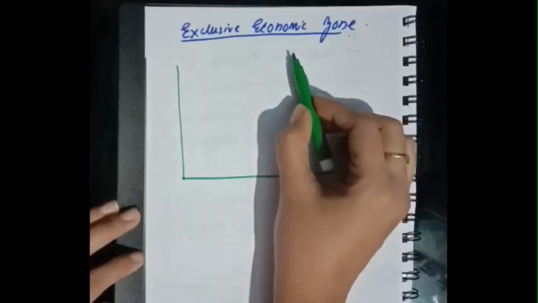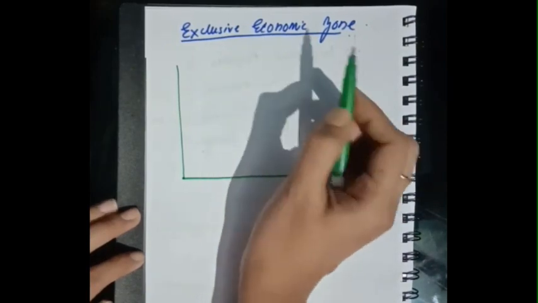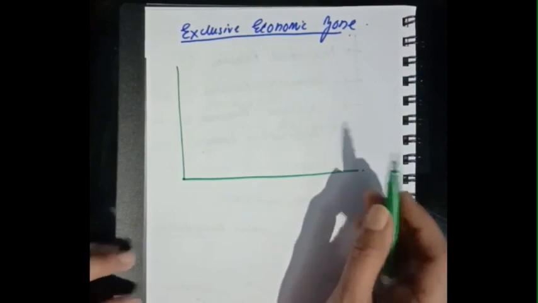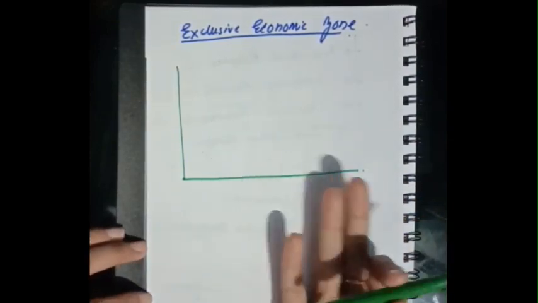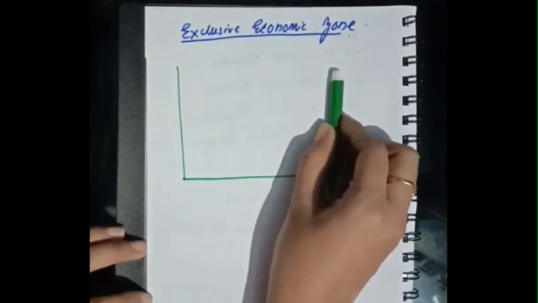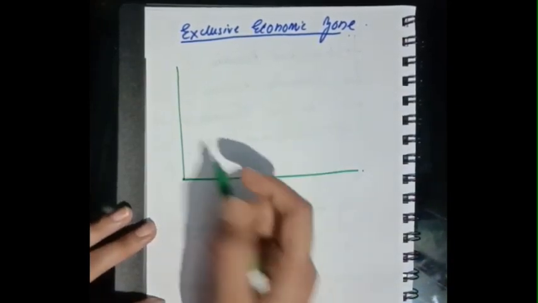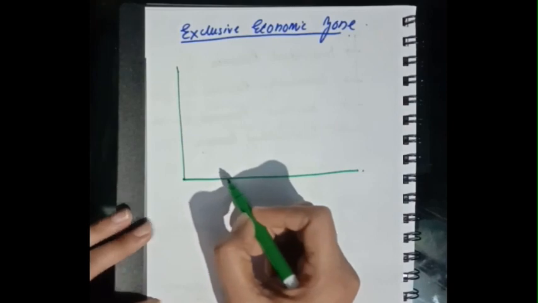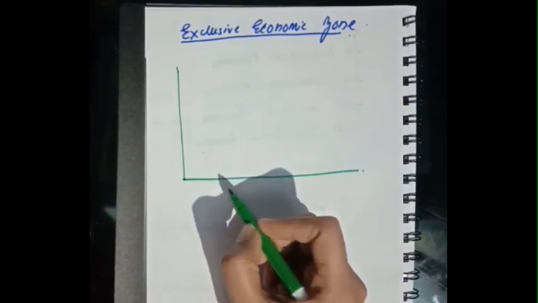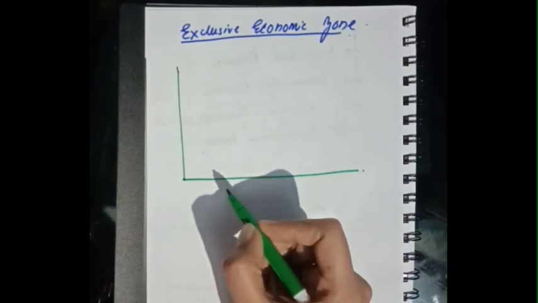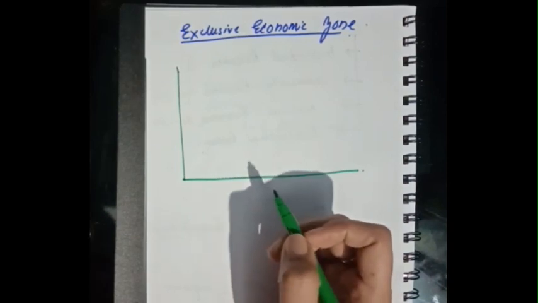Let me explain the exclusive economic zone with the help of a diagram, because often questions are asked in many exams from this topic. We can say that the exclusive economic zone is an area of coastal water within a certain distance from a country's coastline to which the country can claim exclusive economic activities.